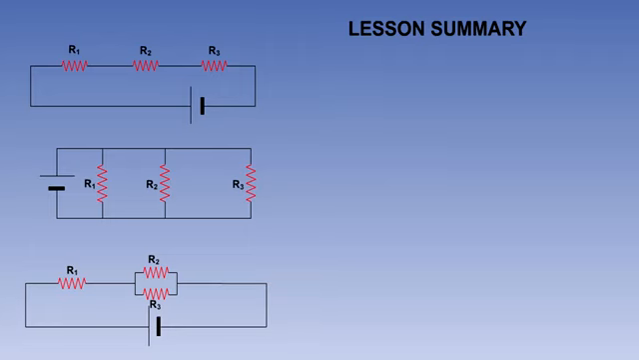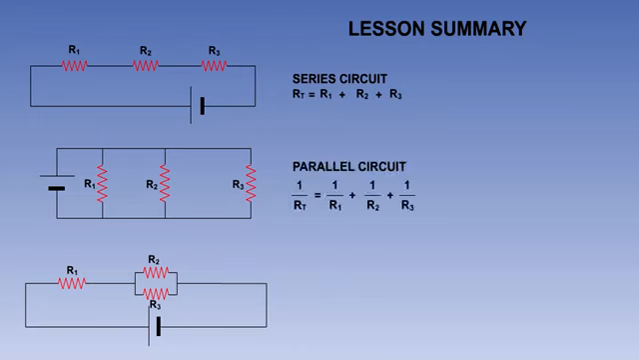That is the end of the lesson. The important things to take from this lesson are the formulas for working out the total resistance in series and parallel circuits. These formulas are being displayed on the screen. Remember that in a circuit containing resistive loads both in series and in parallel, we first calculate each parallel load, then add them to the series loads.